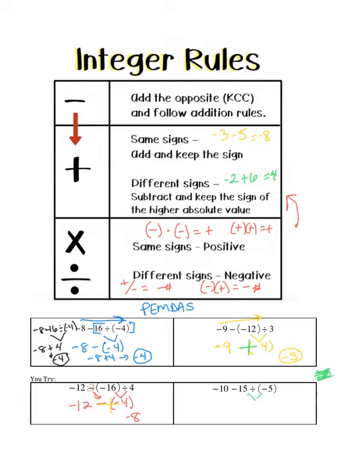Negative 15 divided by negative 5. The same signs. Right there. Different signs. Oh, I'm sorry, same signs. Wow. It's been a long day, guys. I'm going to tell you that now. It's been a long day.